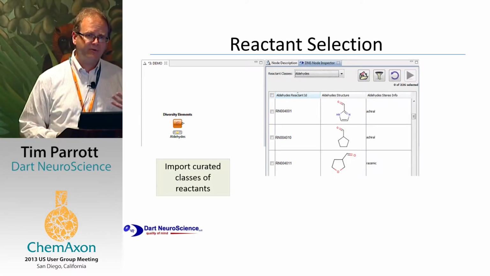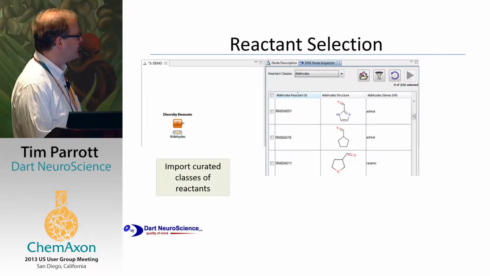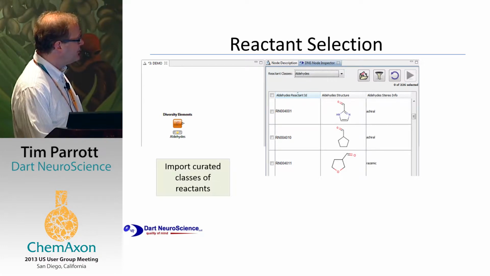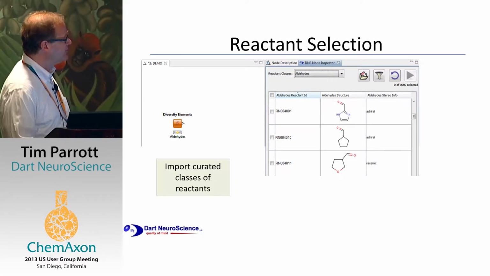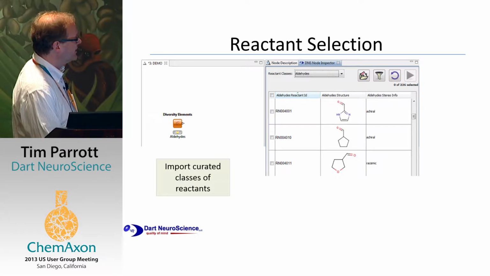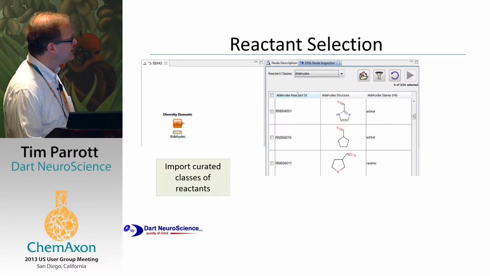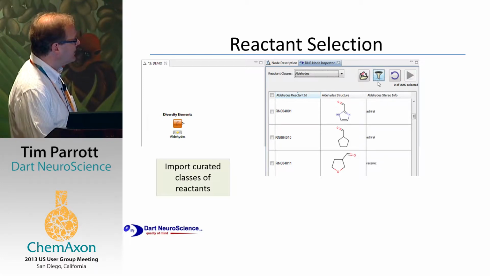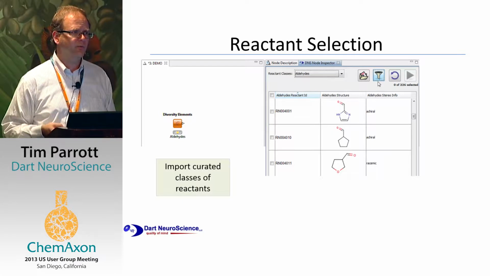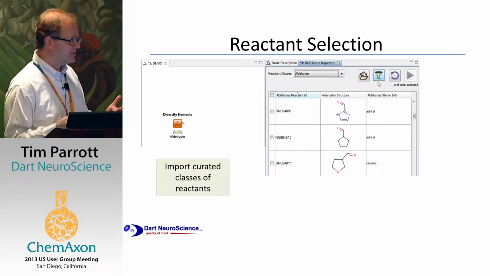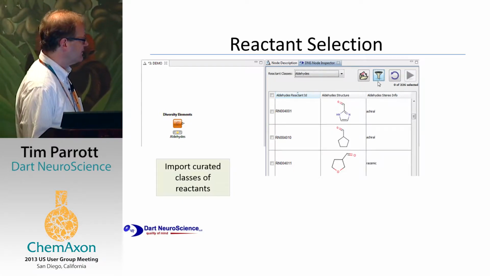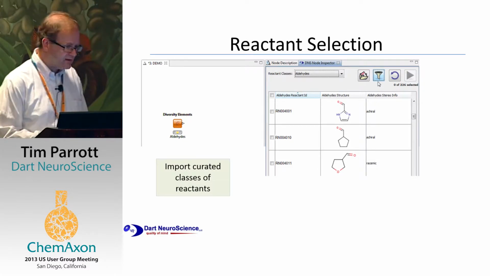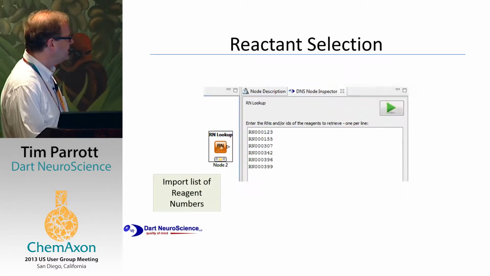So in this browser window, users can go through and select individual reactants, or they can select all of the reactants. They can import additional compounds to append to this list, or they can go ahead and click on the funnel to bring up a Marvin sketch window where they can draw substructures and filter the results by substructure. So that's one of the basic inputs.